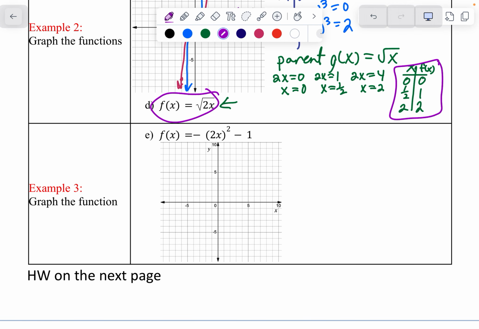Okay. So can somebody tell me what is the parent function for example 3? Square. A square, a quadratic, that's okay. So our parent is y equals x squared. So let's always draw the parent. So that's what we know the parent looks like for this particular function.